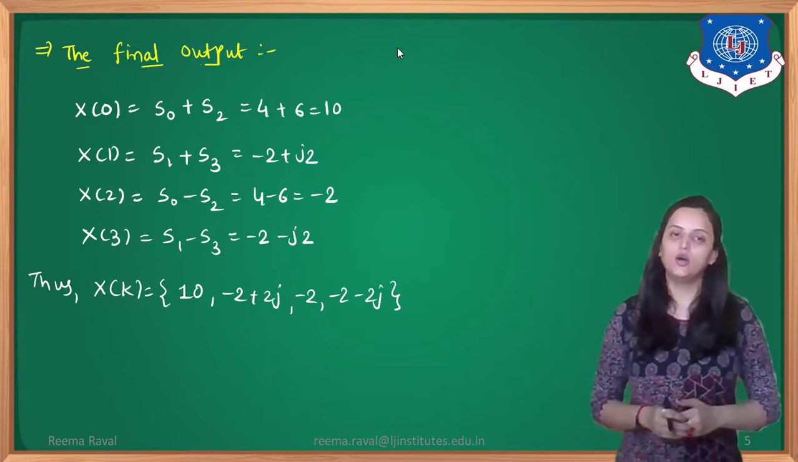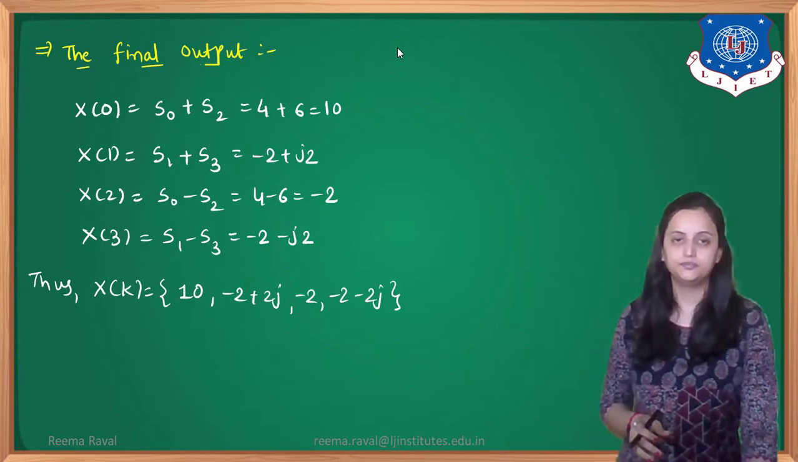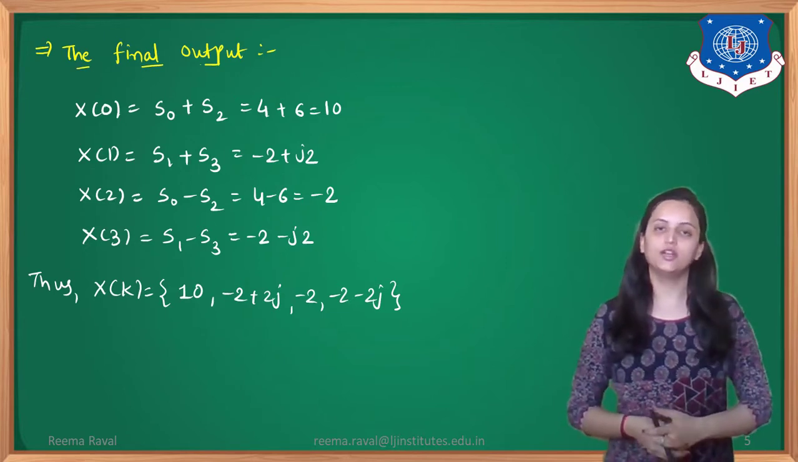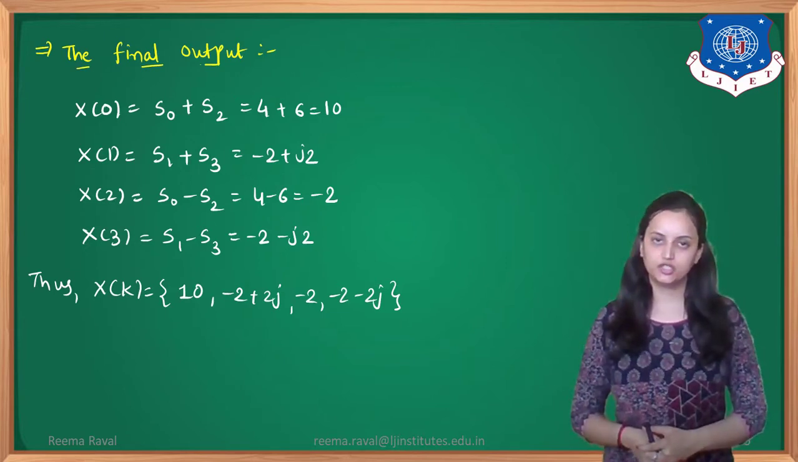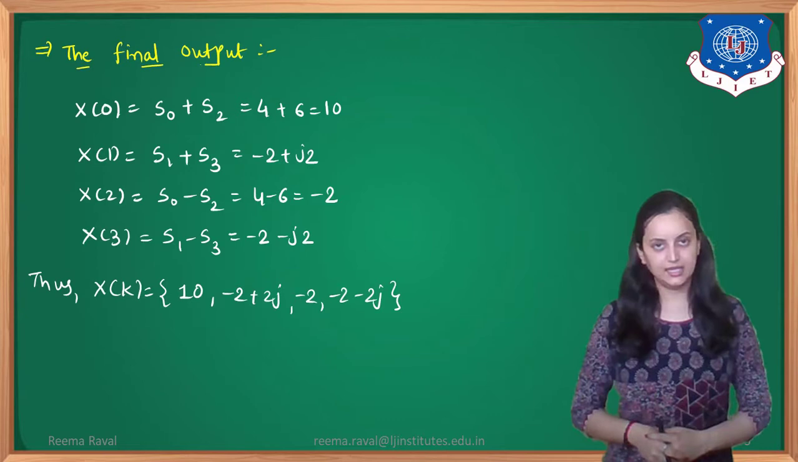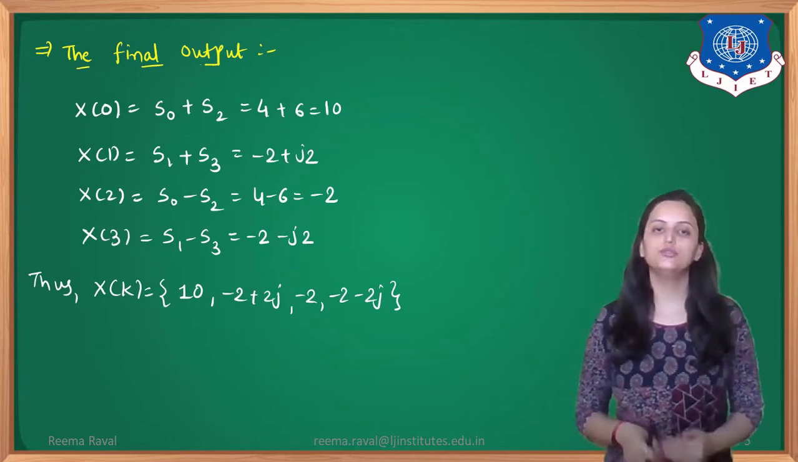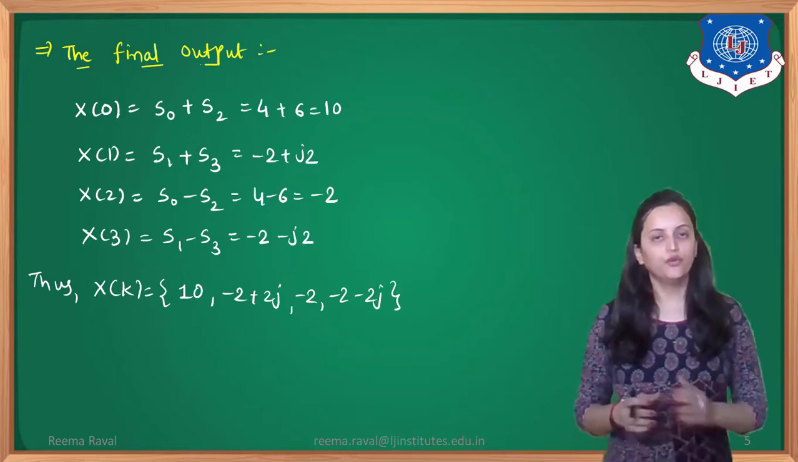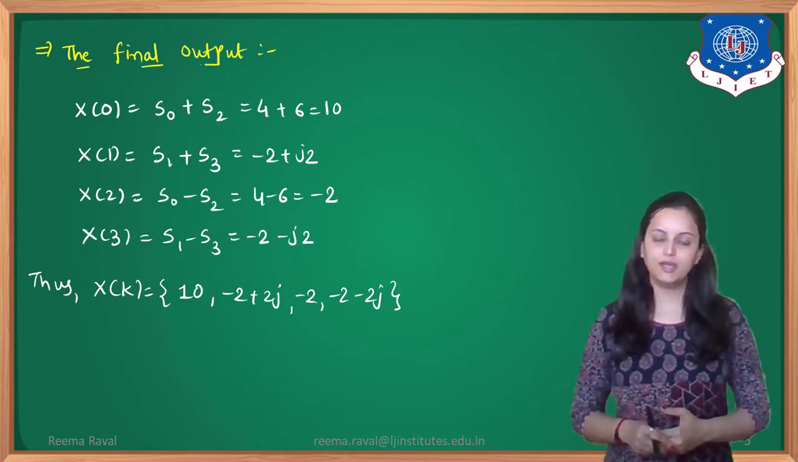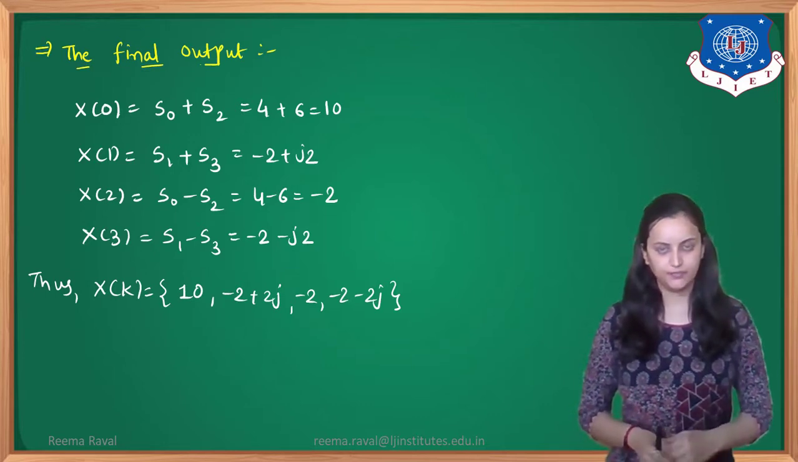So this is the final output as we have calculated. This is the final output for this N equals 4 DFT structure, that is X of k equals 10, minus 2 plus 2j, minus 2, minus 2 minus 2j. This is the 4-point DIT FFT structure based on the 4-point input sequence.